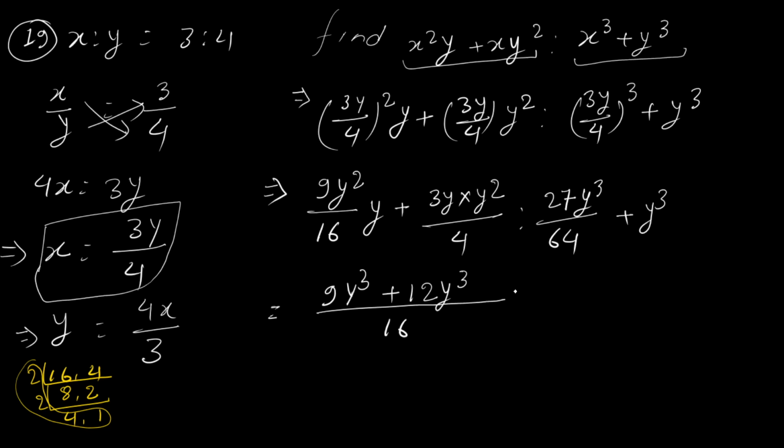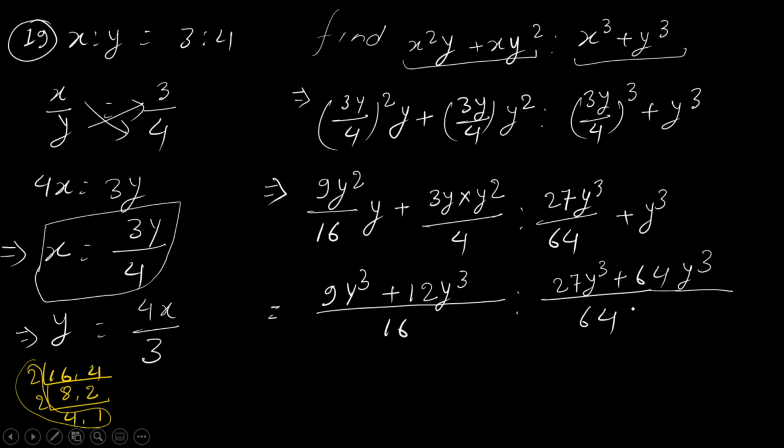y cube equals, here also the same funda, 64. So 27 y cube plus 64 y cube. How, in the sense? Nothing is here, so 1, and 64 divided by 1 is 64. So 64 multiplied by this, how much will it be? 64 y cube. Am I right?